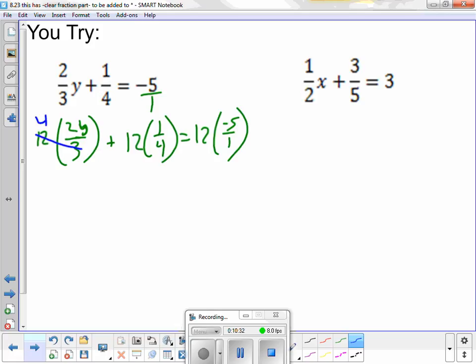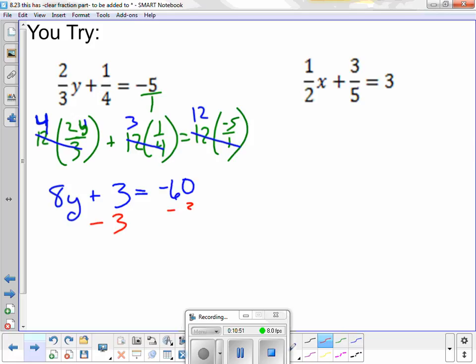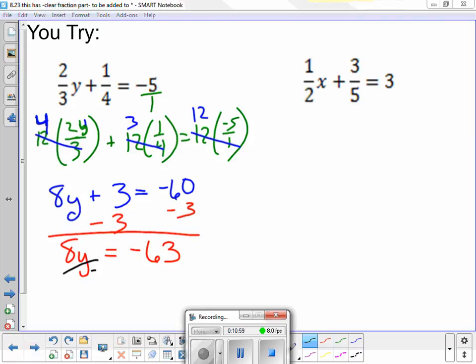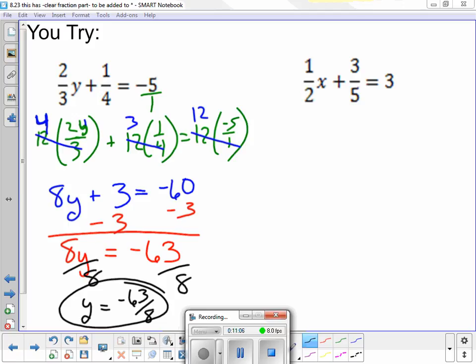12 divided by 3 is 4. And 4 times 2y is 8y. Plus 12 divided by 4 is 3. 3 times 1 is 3. 12 divided by 1 is 12. And then 12 times negative 5 is negative 60. Then we just solve. So 8y equals negative 63. And then we divide both sides by 8. So y equals negative 63 over 8 is the answer, because that does not simplify.